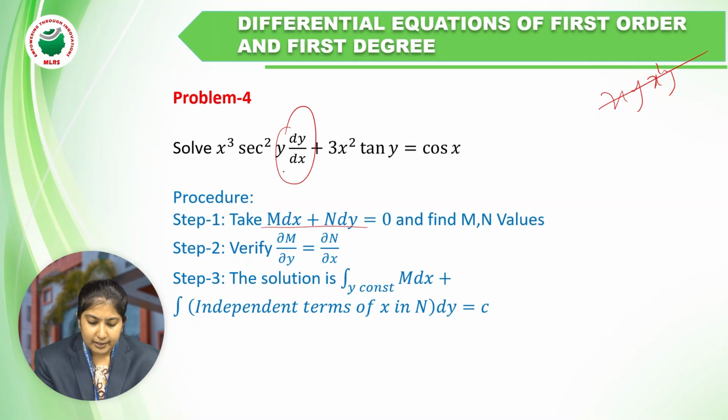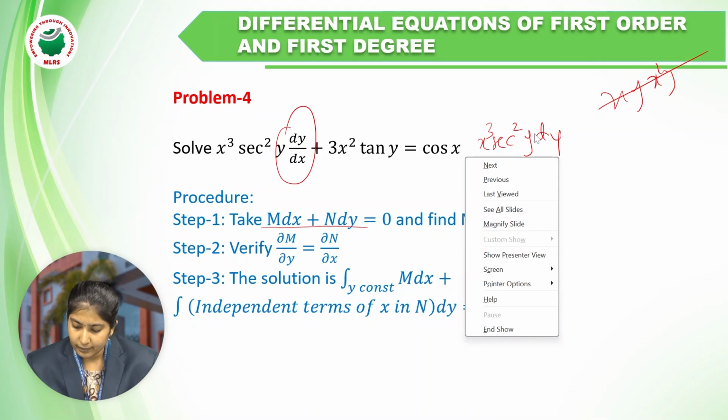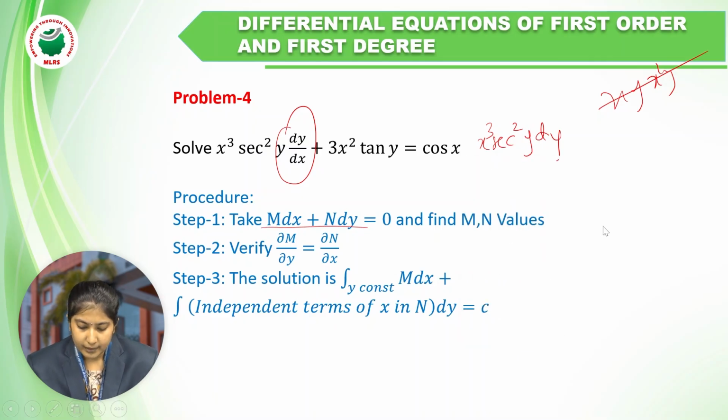Okay, let us solve this problem. So here just cross multiplying, what are you getting? x cube secant square y into dy plus 3x square tan y into dx is equal to cos x.